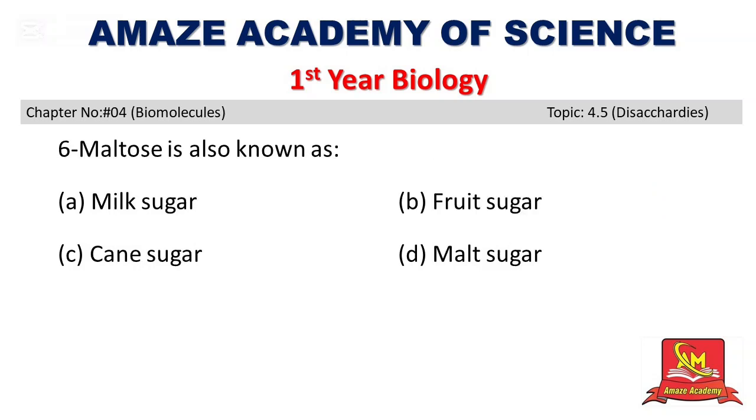MCQ 6. Maltose is also known as Option A, milk sugar, Option B, fruit sugar, Option C, cane sugar, Option D, malt sugar. Correct answer is Option D, malt sugar.